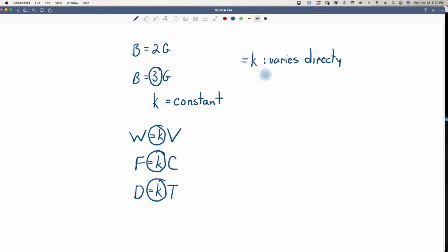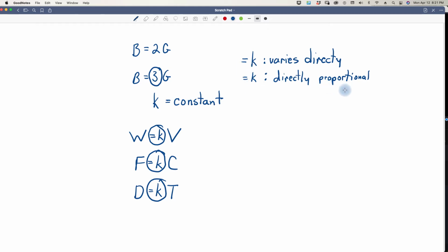Well, there's another terminology that you could use for that, and that is directly proportional. Those two phrases mean exactly the same thing. Directly proportional. So varies directly or is directly proportional means exactly the same thing. They are synonyms. So when you hear those two phrases, you're going to write equals K.